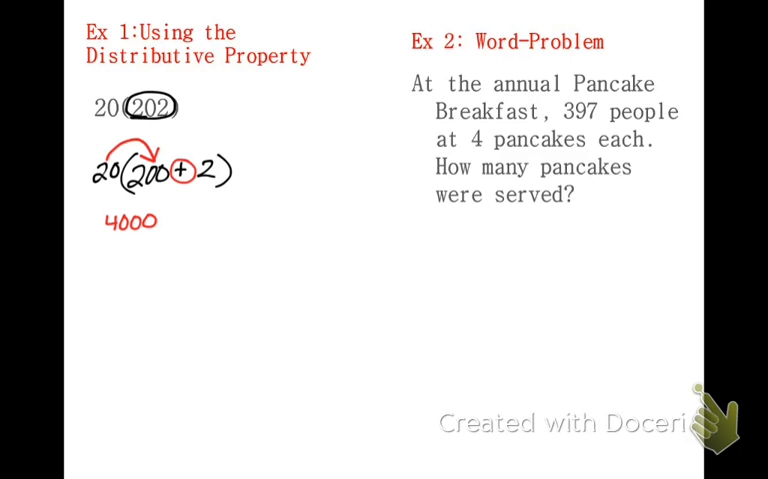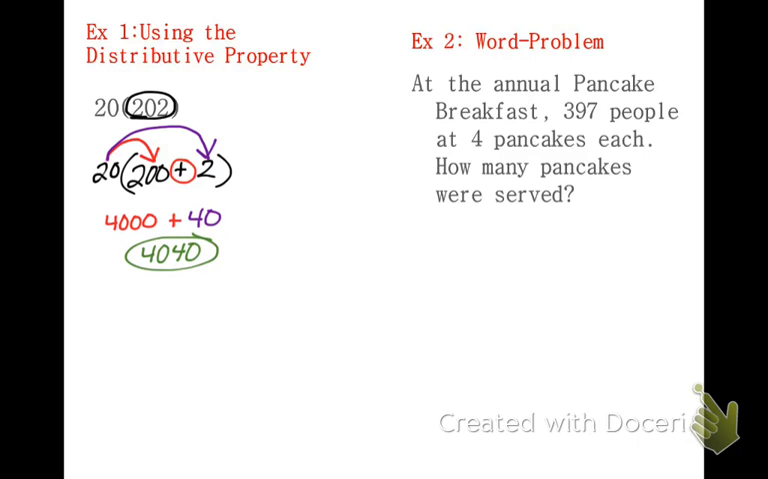Then I put the sign that they have. That's a plus sign. And then I pick another color, and I'll do 20 times the second number. So 20 times 2 is 40. And then I put them together. So 4,000 plus 40 is 4,040. And there's your answer.